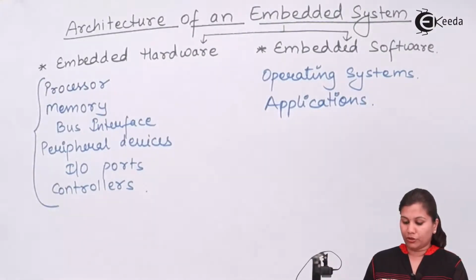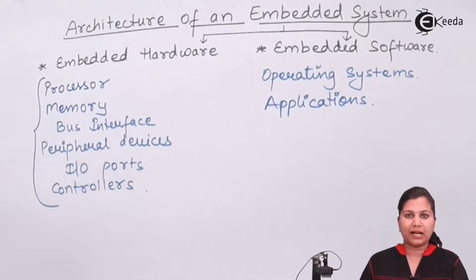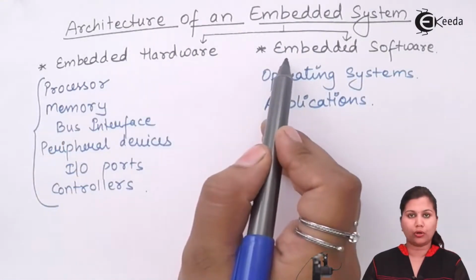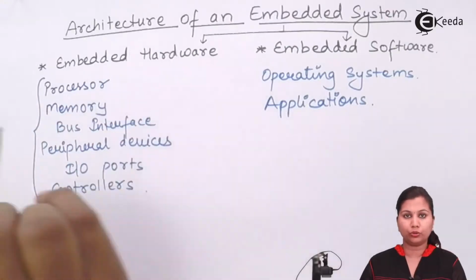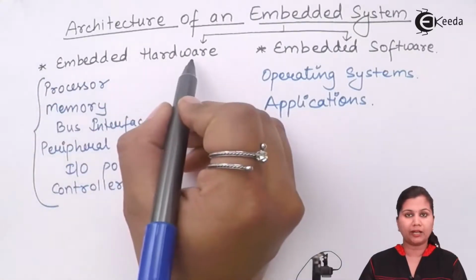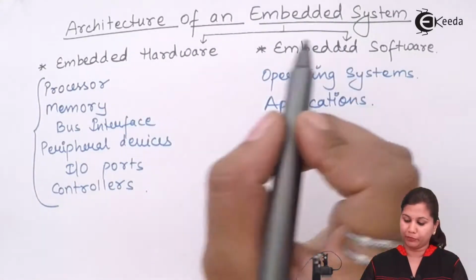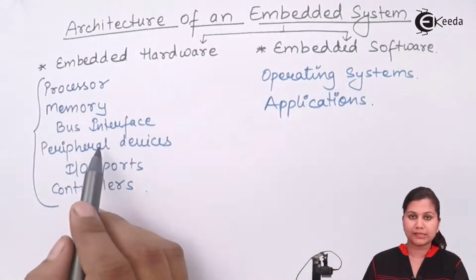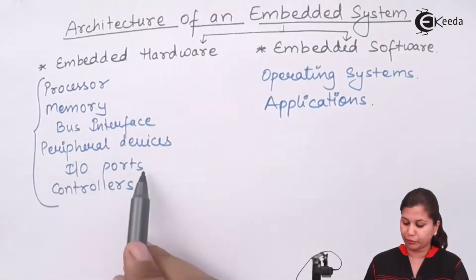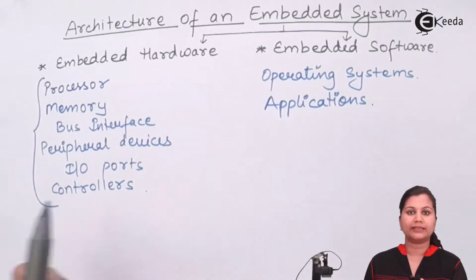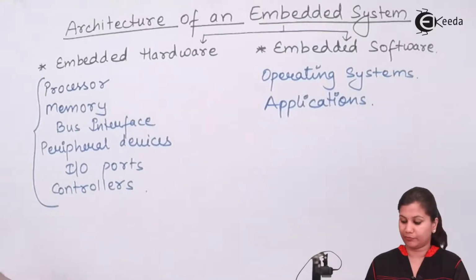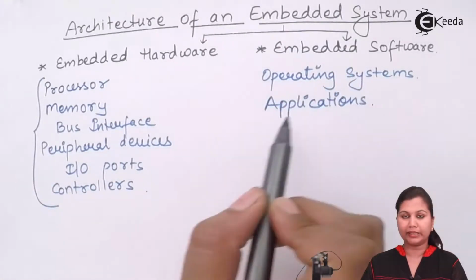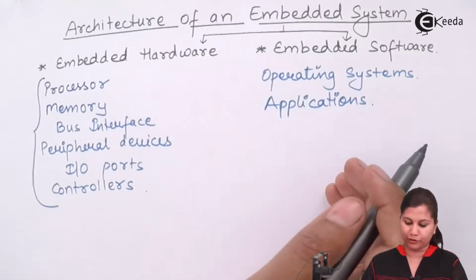If we see the basic architecture of an embedded system, it will consist of two components: embedded hardware and embedded software. The hardware part consists of the processor, memory, bus interface, peripheral devices, input output ports and controllers. That is the physical part of the system. And the embedded software consists of the operating systems and the applications.